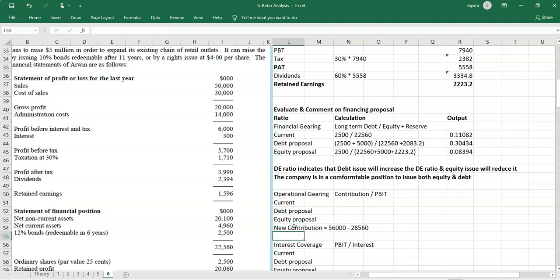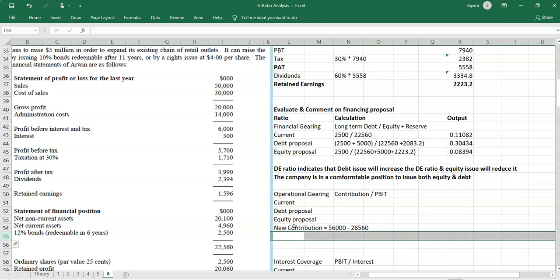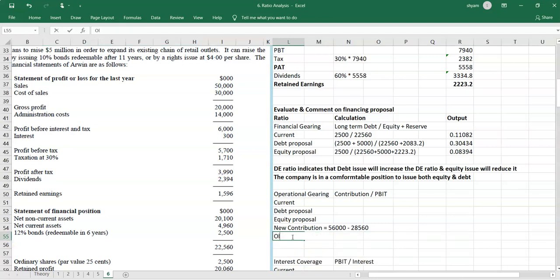So this is the new contribution. Let's see about the old contribution.